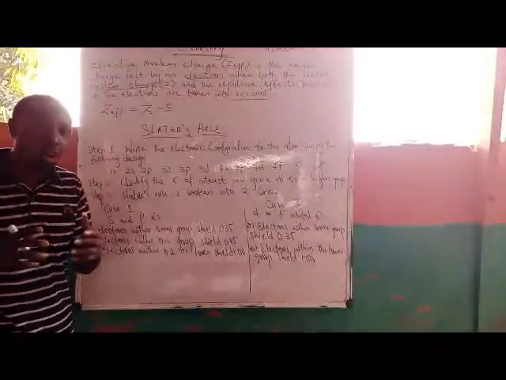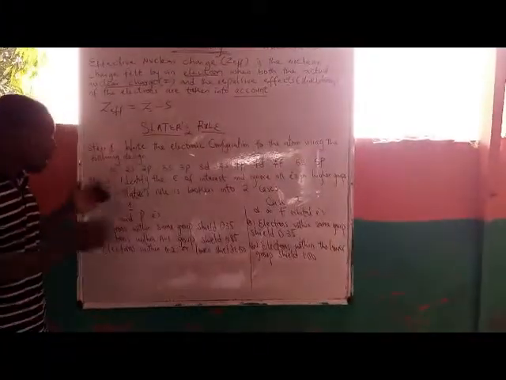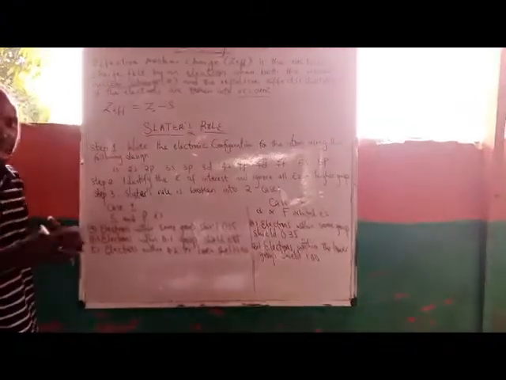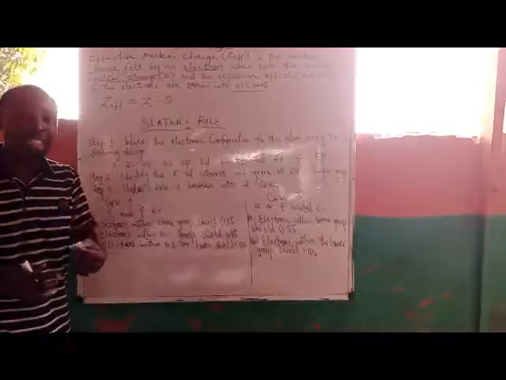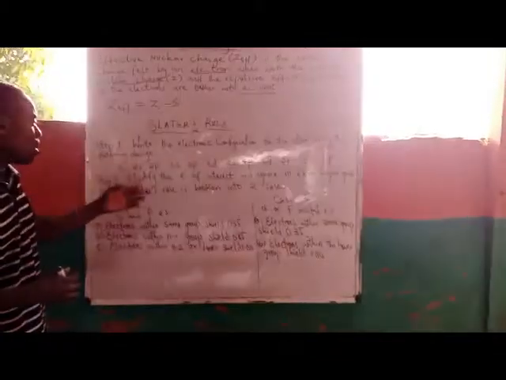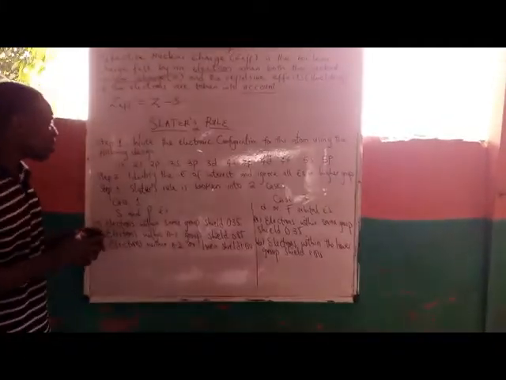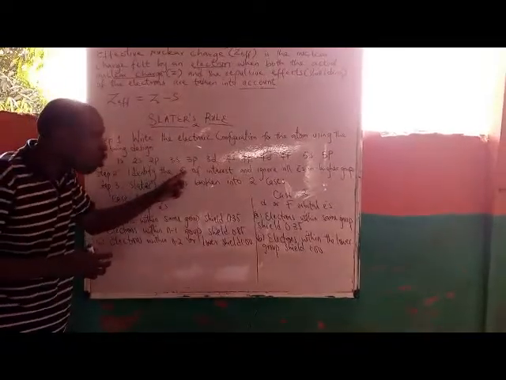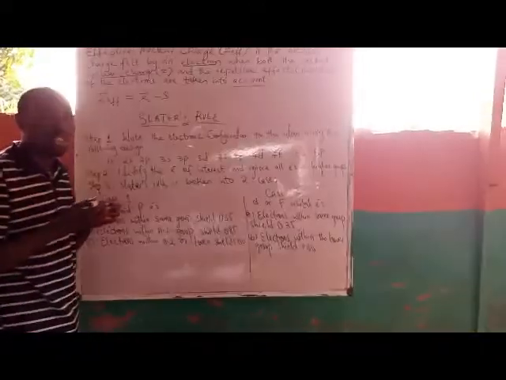And the steps that will guide us in dealing with Slater's rule are basically, from what I have here, 3 steps. Step 1 is you write the electronic configuration for the atom using the following design. Now, this design is based on the Aufbau rule, which is 1s, 2s, 2p, 3s, 3p, 3d, 4s, 4p, 4d, 4f, 5s, and 5p, as the case may be. And step 2 is to identify the electron of interest and ignore all electrons in higher groups.